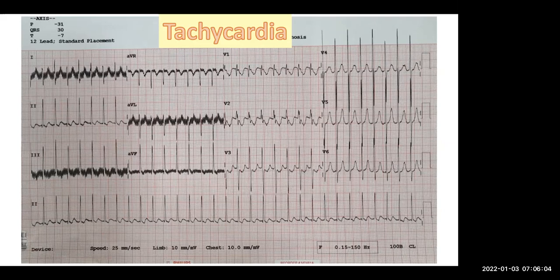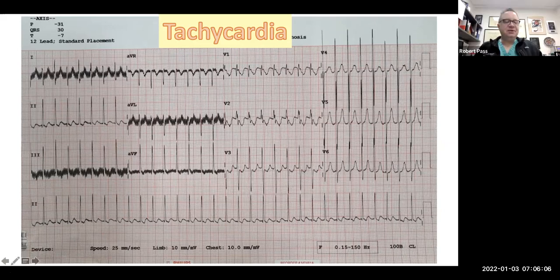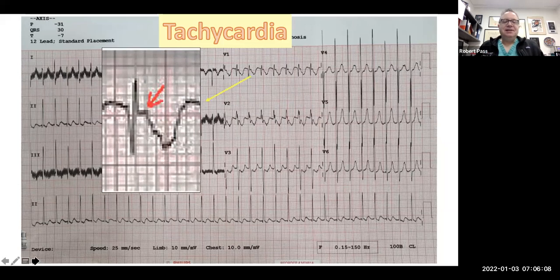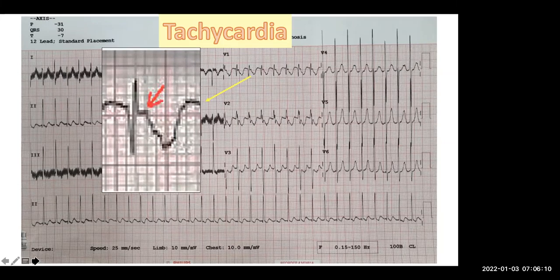Well, I will do a favor for you. Okay. So we can see the retrograde P wave, and we can see that the R to P interval is less than 2 boxes. So I would assume it's AVNRT, because that would be less than 70 milliseconds.